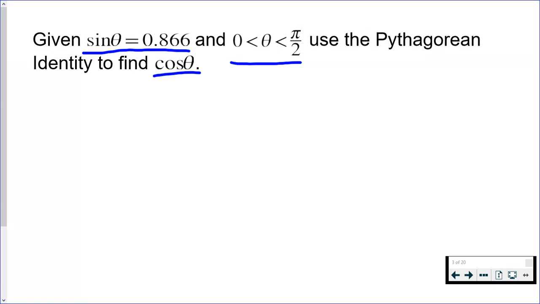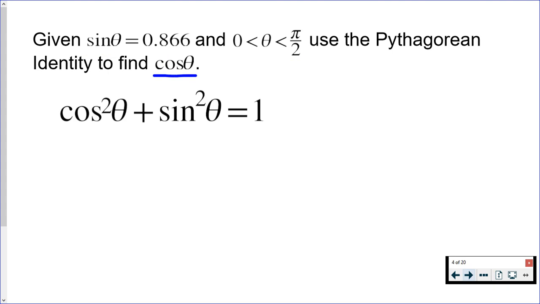Now, you need to know the Pythagorean identity. It is cosine squared plus sine squared equals 1. And since we're finding cosine theta, we need to solve the equation for cosine. So if you want to pause the video, I would encourage you to do that on your own.